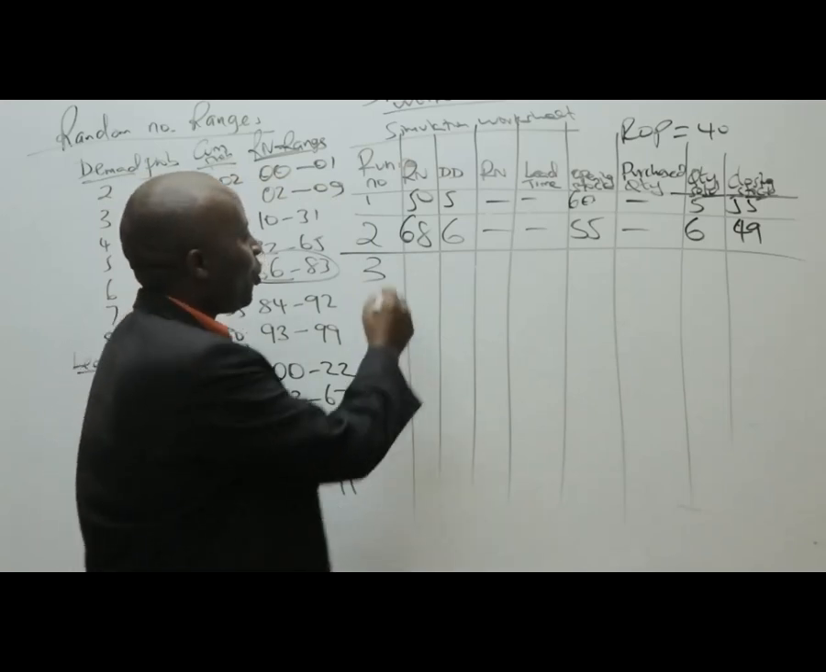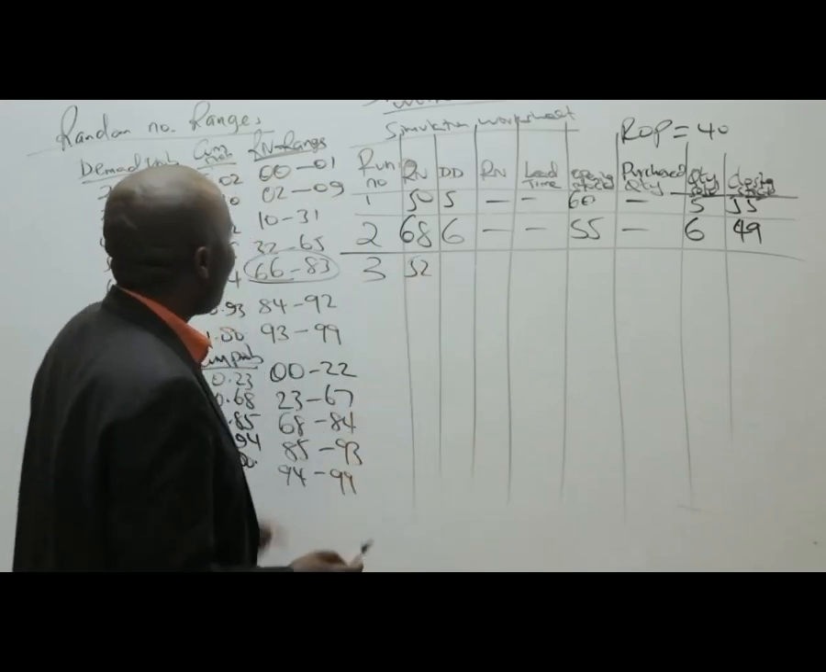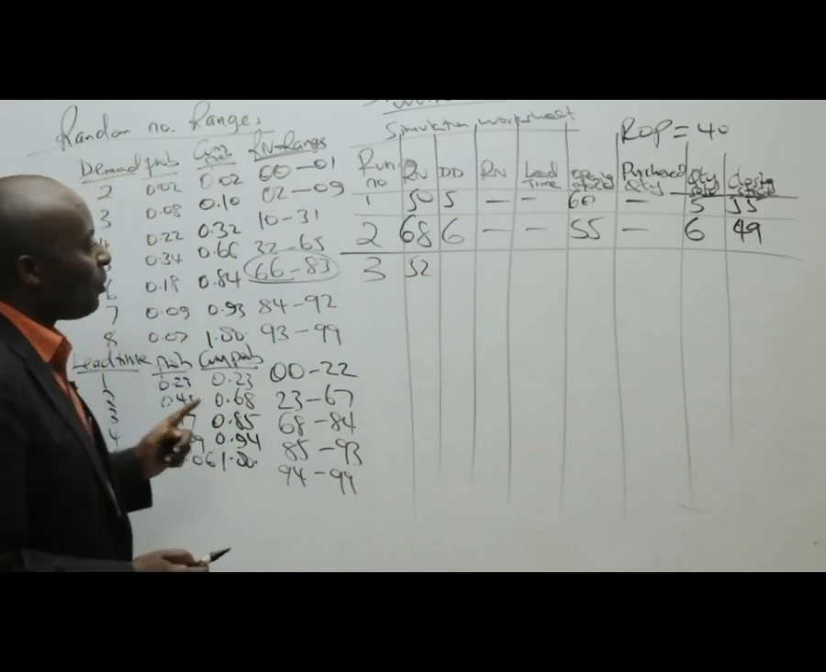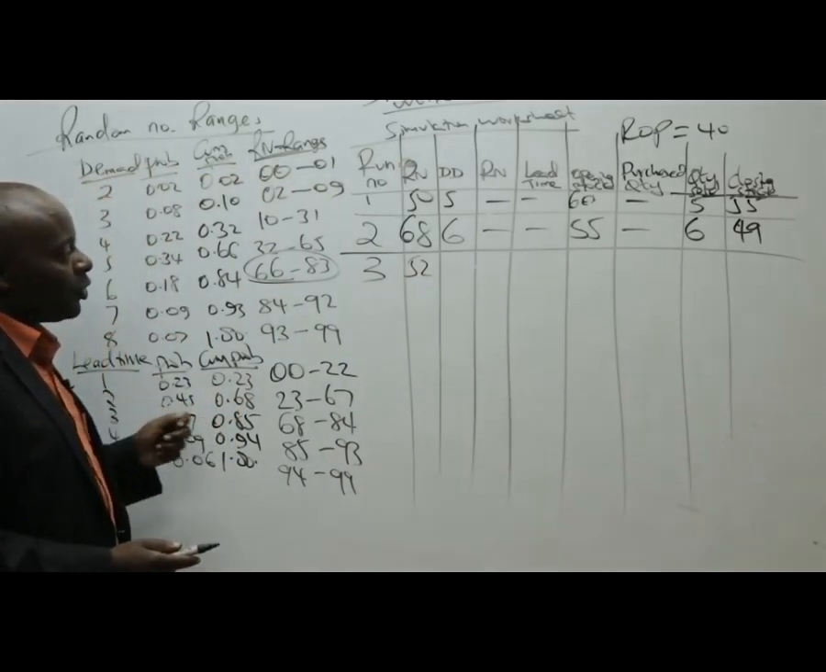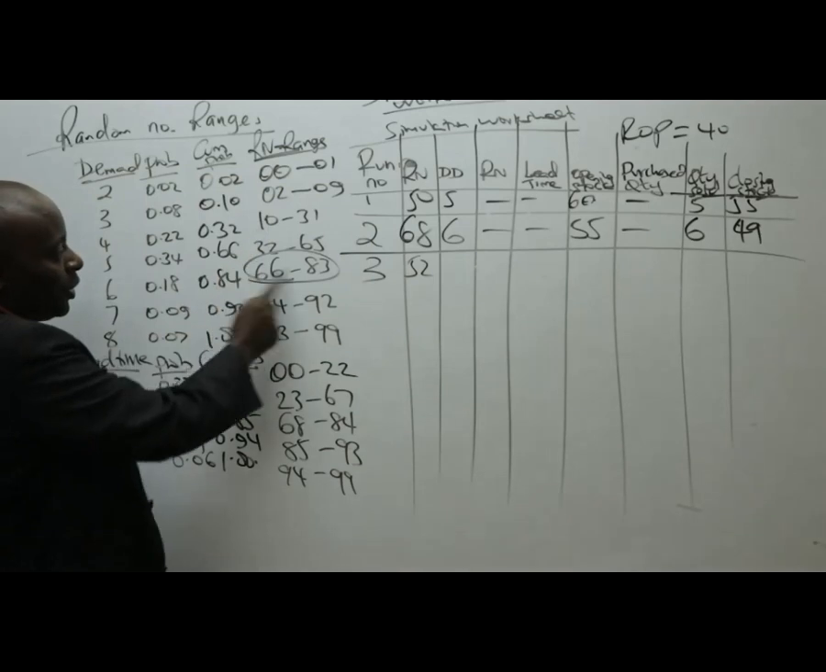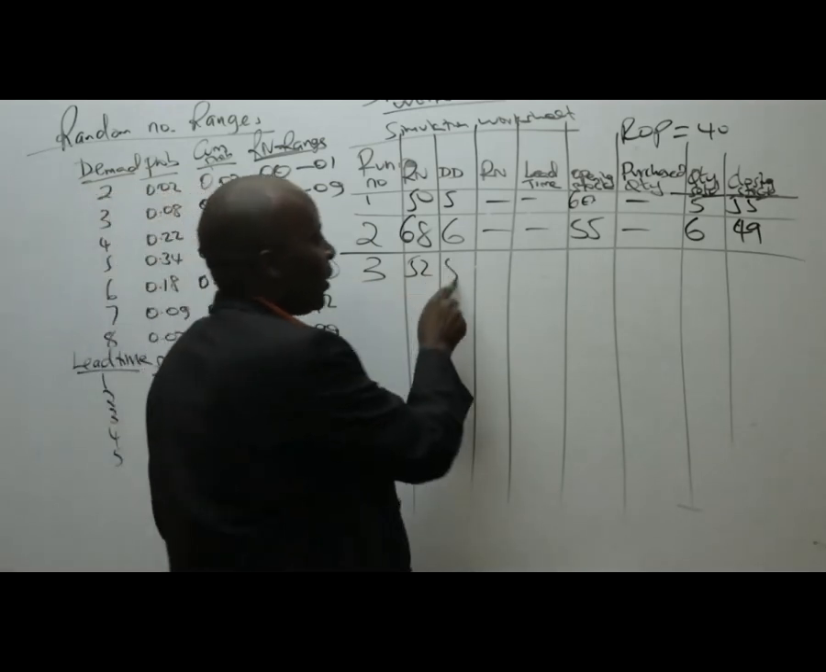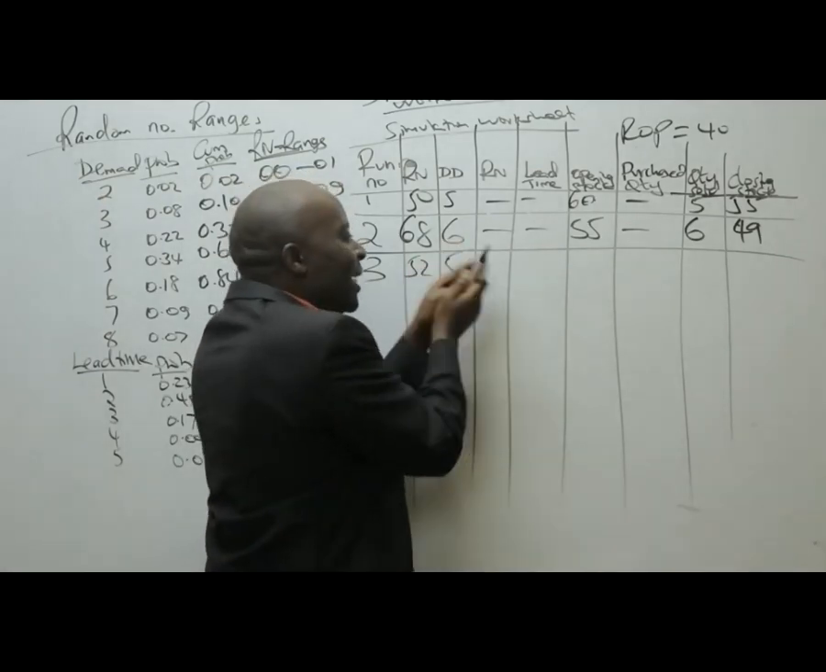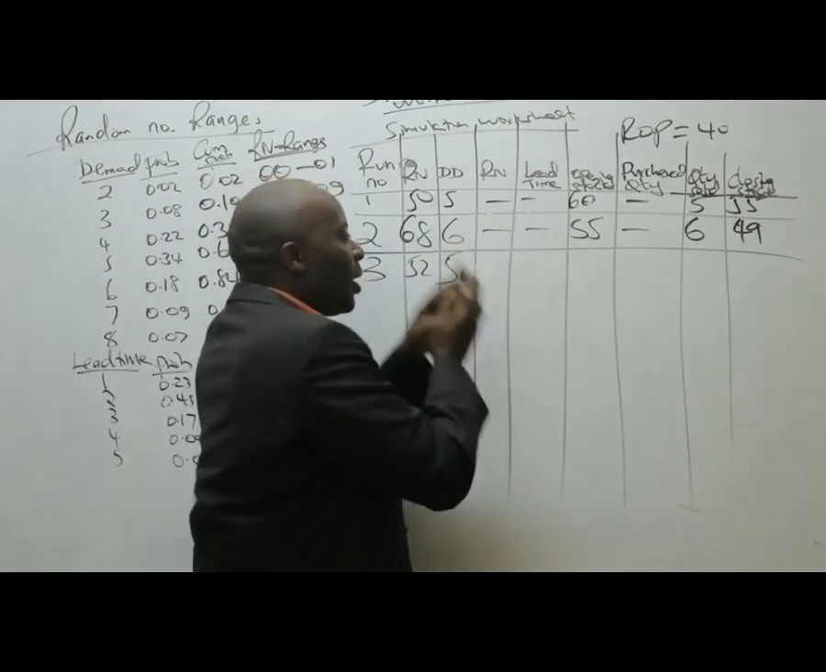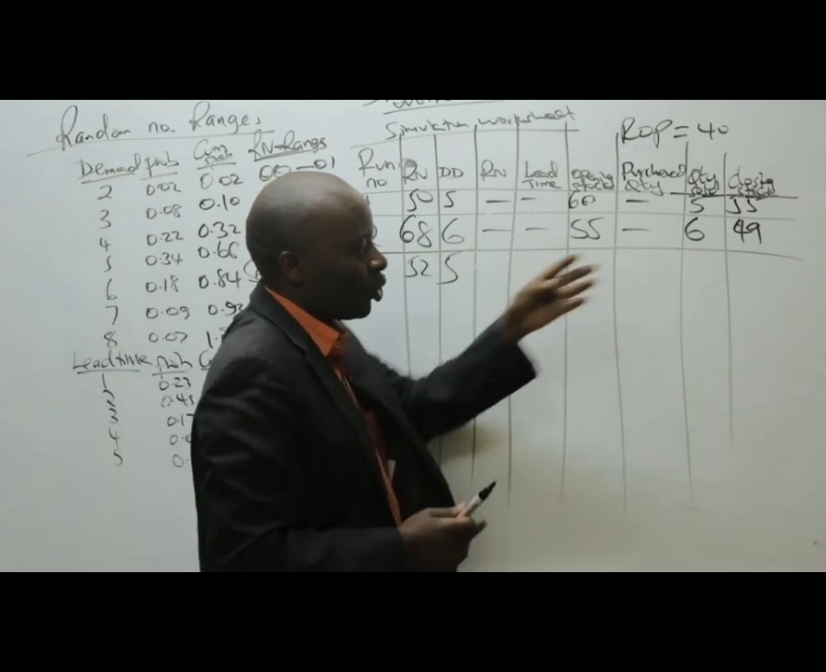Somebody says 52. So with random number 52, are you able to see the demand? The demand 52 is somewhere there. So that gives me how many units here? Somebody, 5 units, yes. Are you going to place an order? We can't ascertain that at the moment. We can only ascertain that once we know the closing stock of the day.